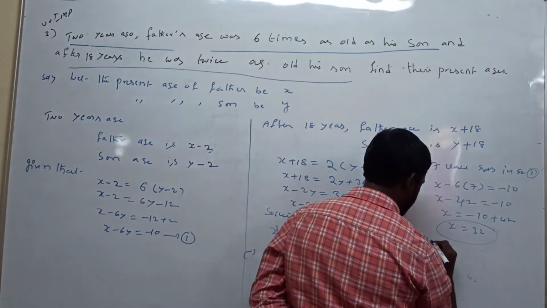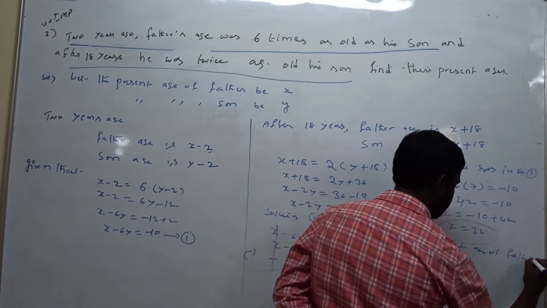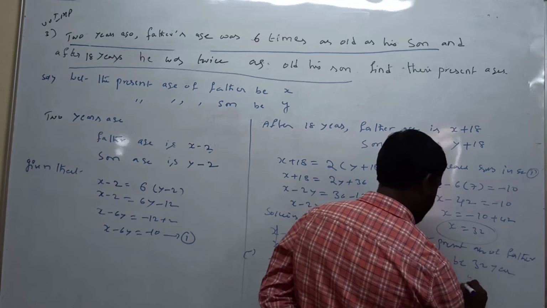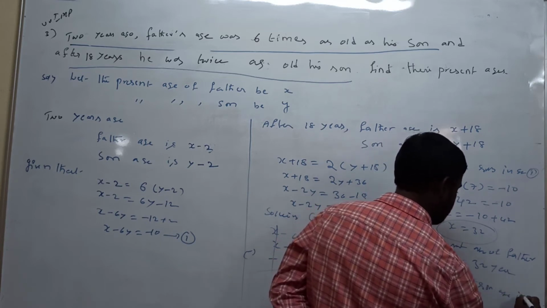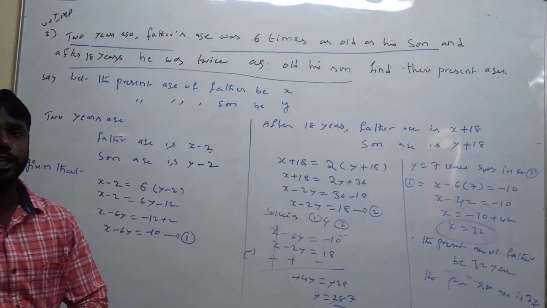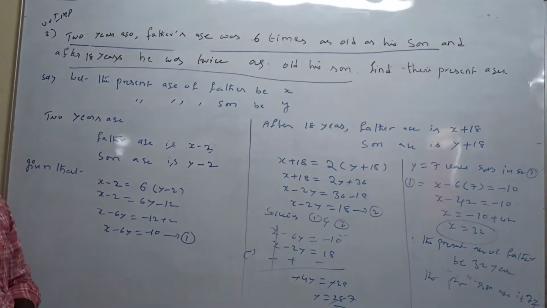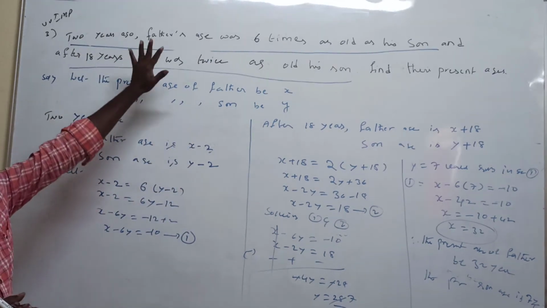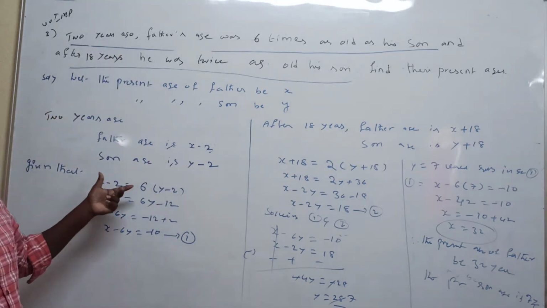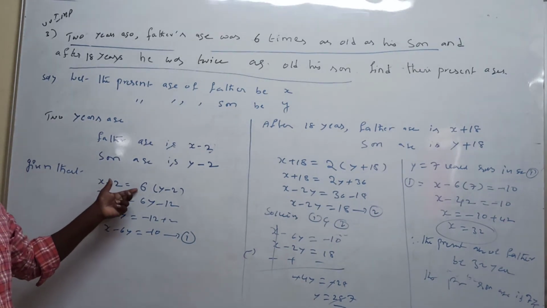So correctly we could write: the present age of the father is 32 years and the present age of the son is 7 years. You understood? Present father's age you don't know, that's why we are assuming x. You don't know the son's age, we are assuming y. Two years ago the father's age is x minus 2, the son's age is y minus 2. Two years ago the father's age is 6 times the son's age. That's why we are taking two years ago father's age x minus 2 as 6 times the son's age.